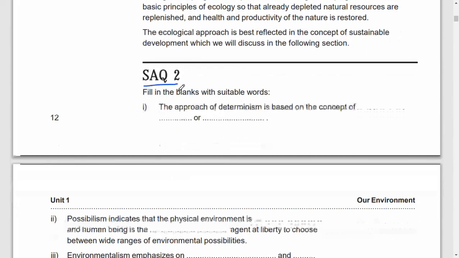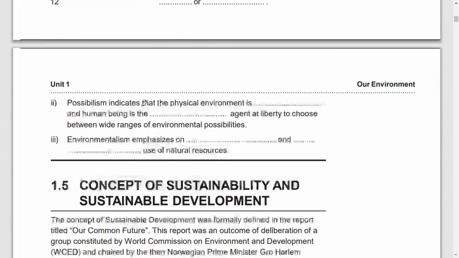FAQ 2. Fill in the blanks with suitable words. 1. The approach of determinism is based on the concept of dash or dash. Comment this. 2. Possibilism indicates that the physical environment is dash and human being is the dash agent at liberty to choose between a wide range of environmental possibilities. Comment this. 3. Environmentalism emphasizes on dash and dash use of natural resources. Comment this.